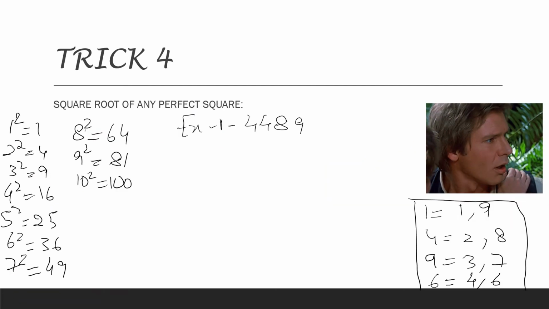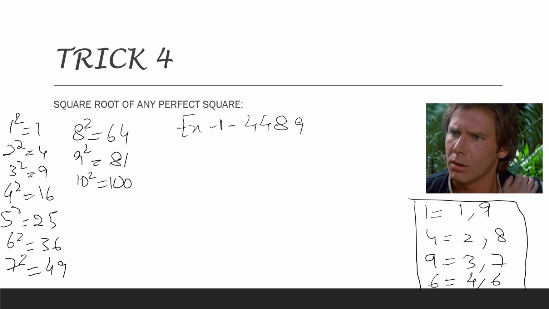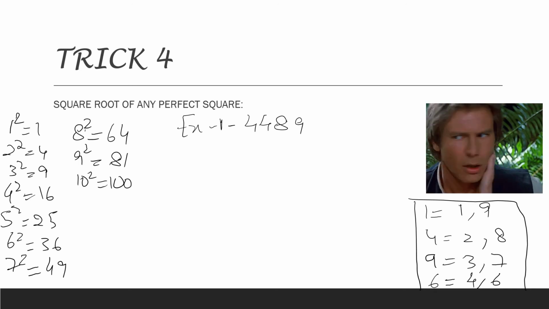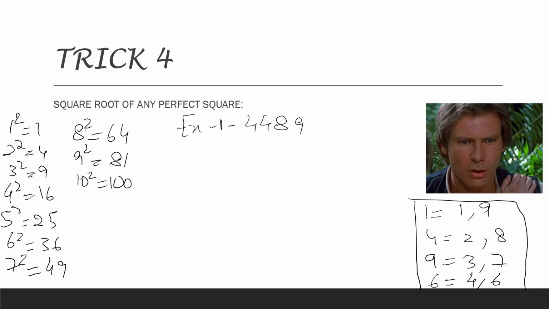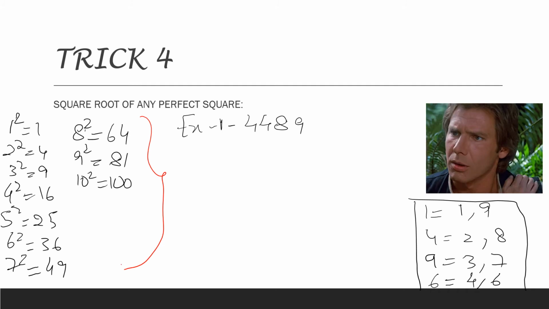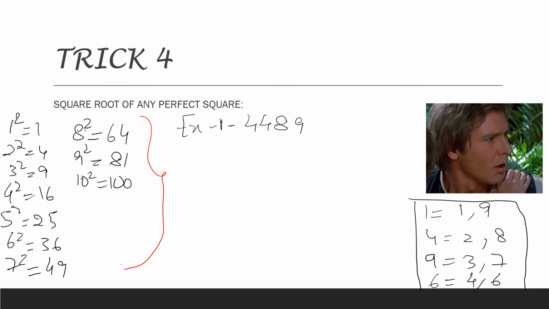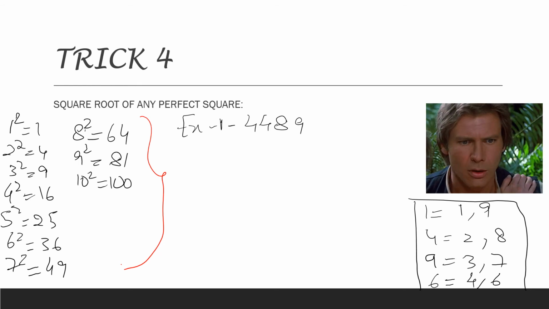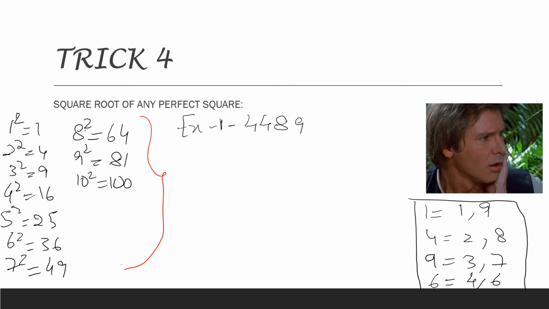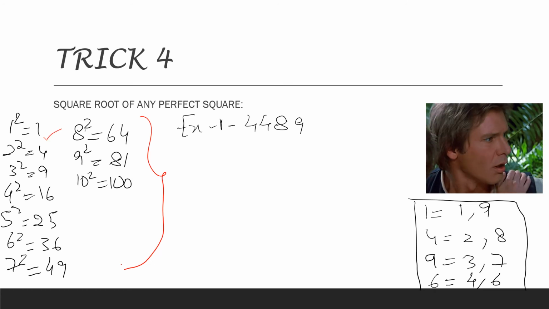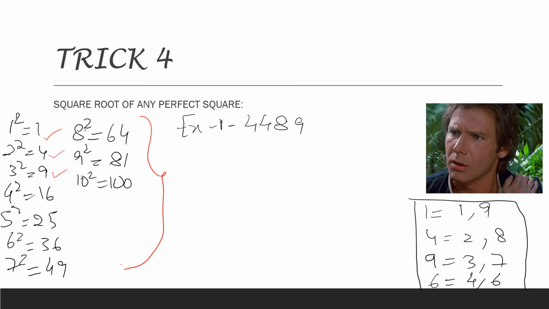Trick 4, square root of any perfect square. Before I teach you the trick, let me tell you the pattern. I want you all to see this very carefully. I have written all the squares of the first 10 numbers. Look at the digits in the ones place of all the numbers. For 1 square it is 1, for 2 square it is 4, for 3 square 9, for 4 square 16, 5, 6 and it goes on.